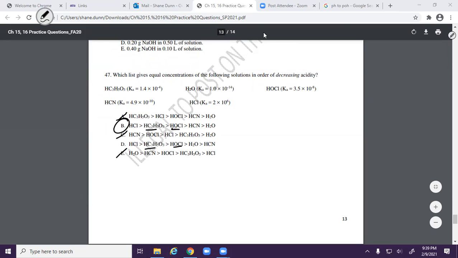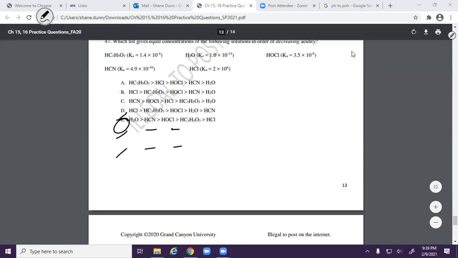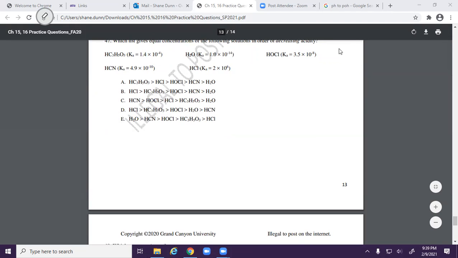Make sense? Work smarter, not harder. You guys don't spend too much time in chemistry. You have too much other homework to do in other classes.